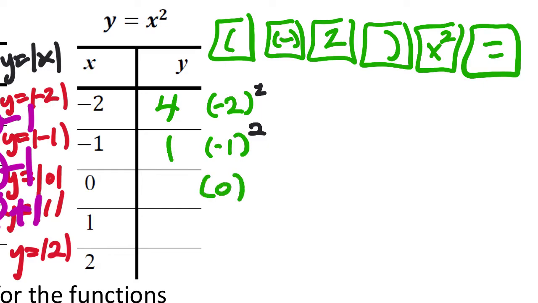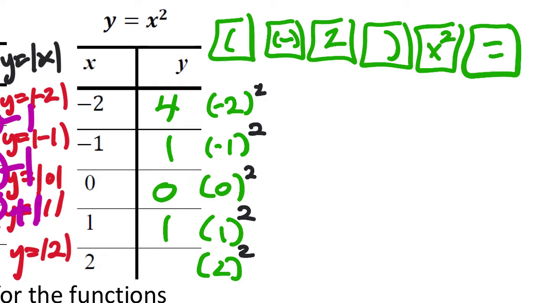So let's try 0 to the power of 2. 0 times 0 is 0. Or this next one, 1 times 1, which is 1. Or 2 to the power of 2, that's 2 times 2, which is 4.